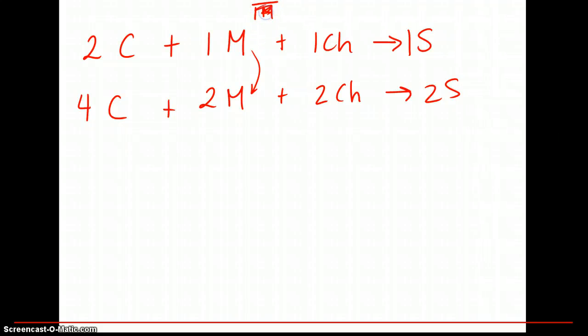So let me move that further down. We know we require 1 marshmallow, but in fact, we have 2. So in that case, we know we have double the amount, okay? And then I'm going to take this number and double everything, times it by 2. So 2 times 2 is 4, 1 times 2 is 2, and so forth, okay?